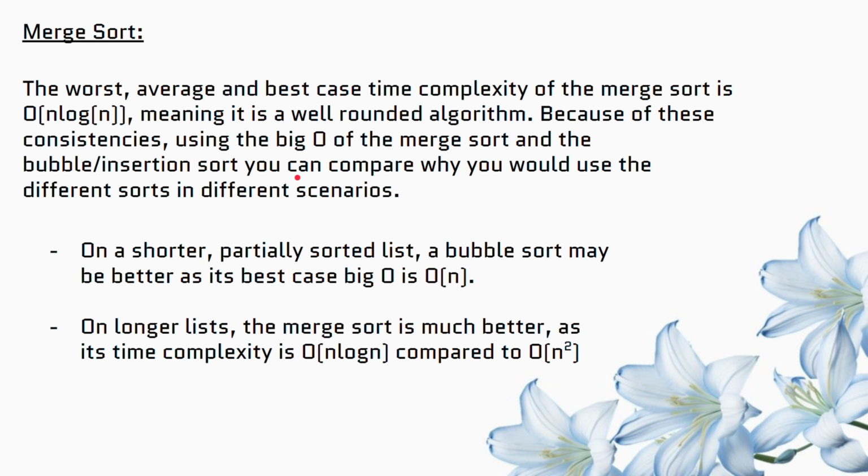And because of these consistencies, using the big O of the merge sort and the bubble and insertion sort, you can compare why you would use different sorts in different scenarios, right? Because on a shorter, partially sorted list, a bubble sort may be better, as its best case is O of n, while the best case of the merge sort is n log n, which is worse than O of n. But on a longer list, the merge sort will be much better, as its time complexity is n log n compared to an average case of O of n squared for the bubble and insertion sort.